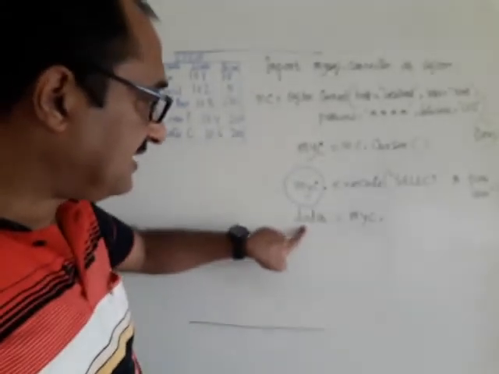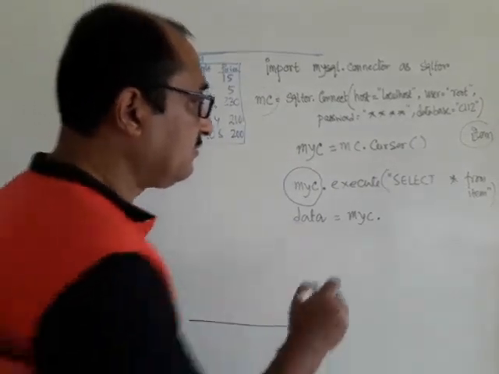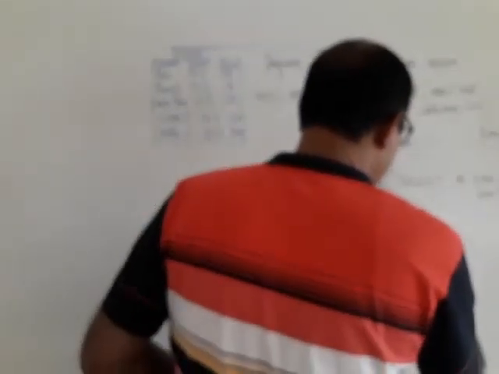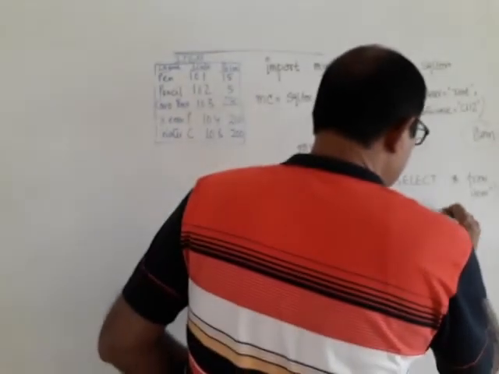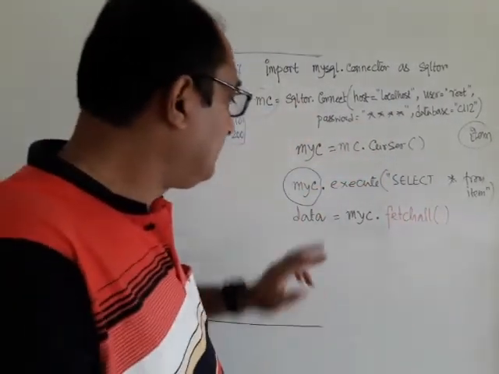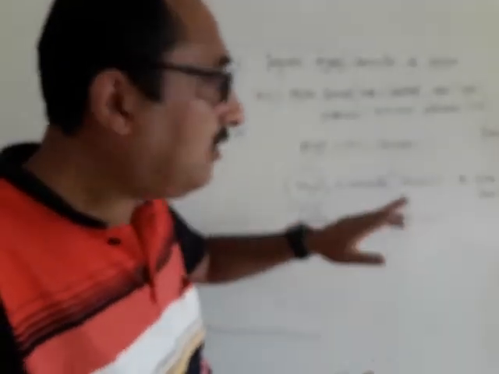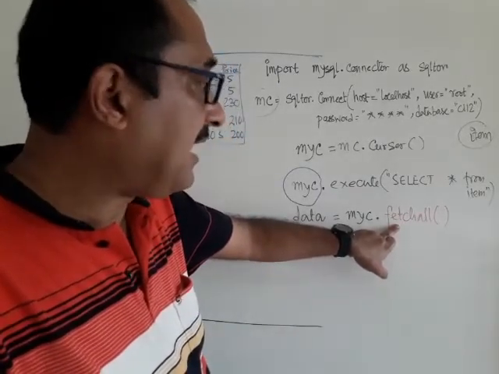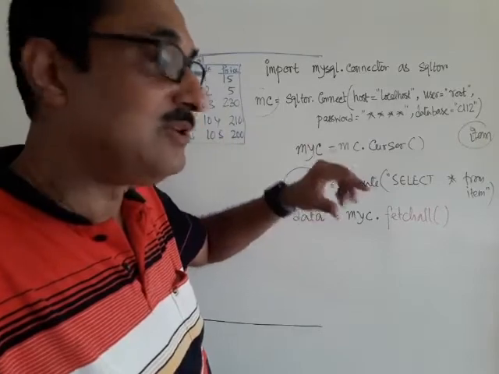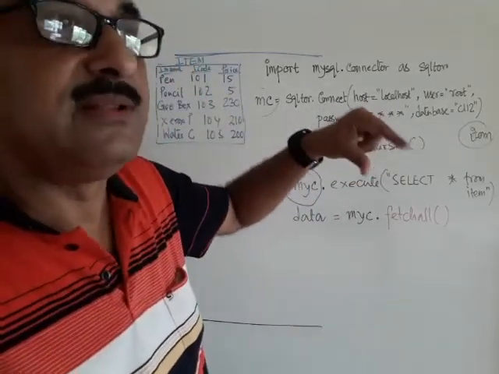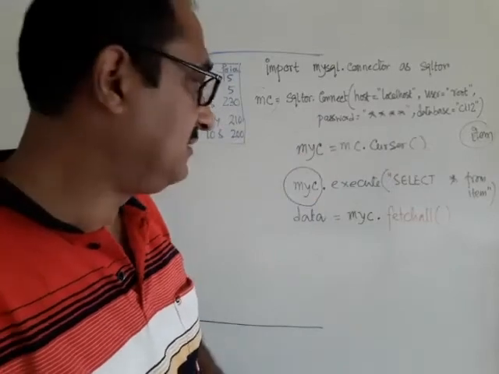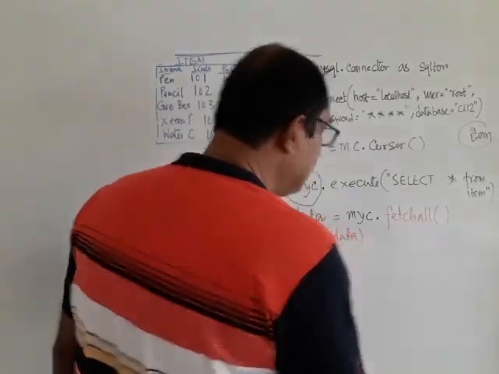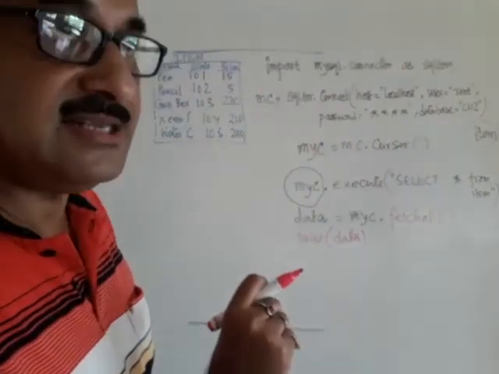Now, as I was explaining in the previous example, if I write data equal to the function called fetchall, then what will happen? Data will be a list having all the rows from the result set. But how will the rows come? The rows will come as tuples, and each tuple will be an element of the list. So if I print data, I will see a list having different tuples as its elements.